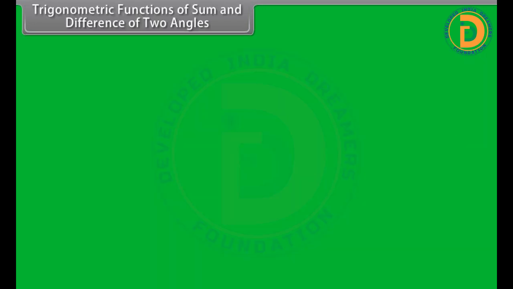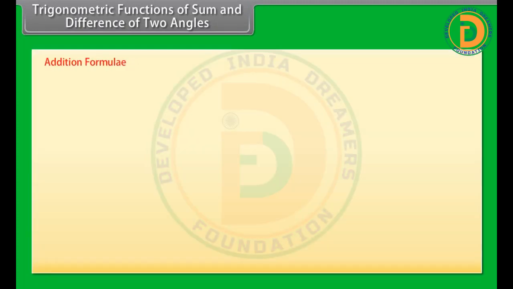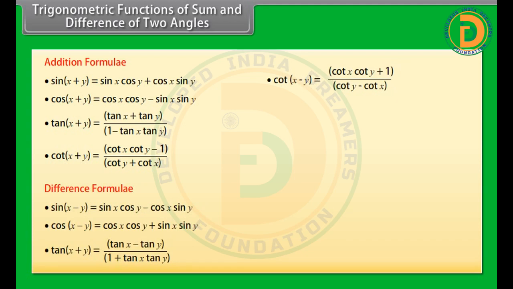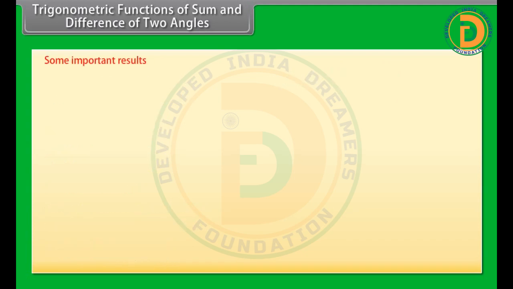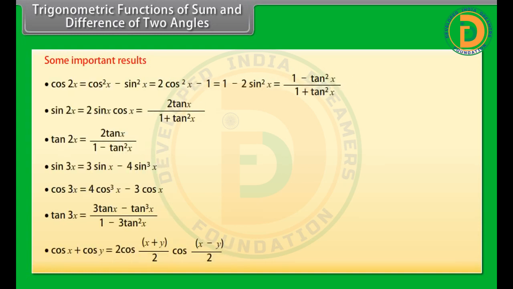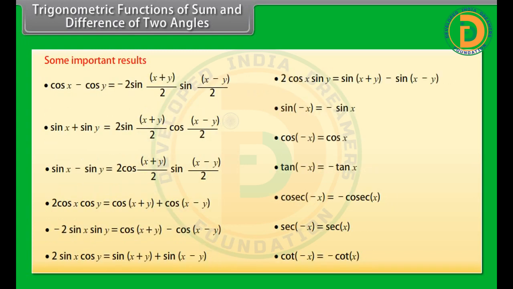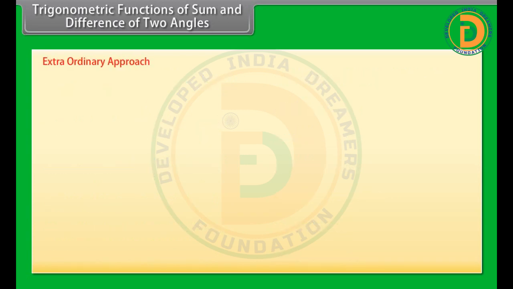Trigonometric functions of sum and difference of two angles. Addition formulas are, difference formulas are, some important results are.